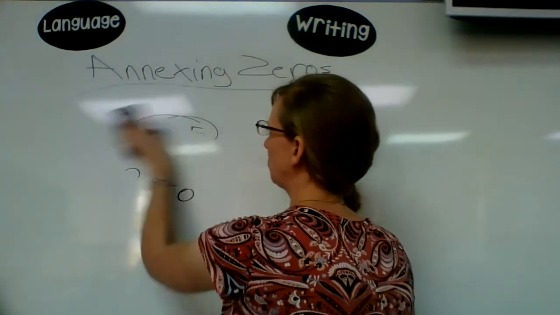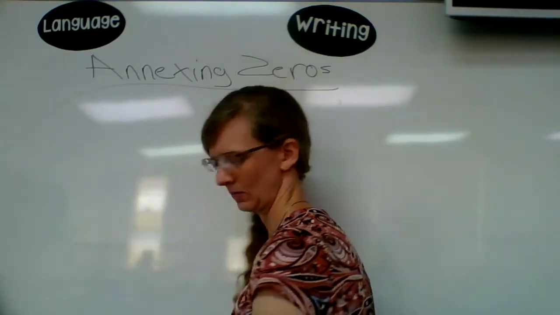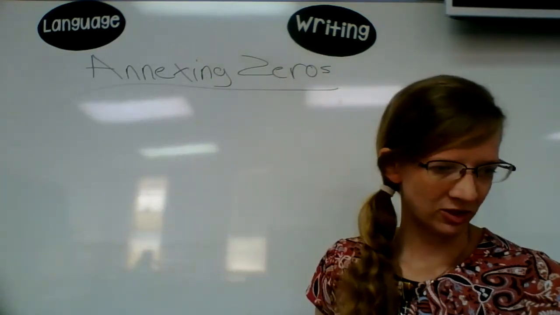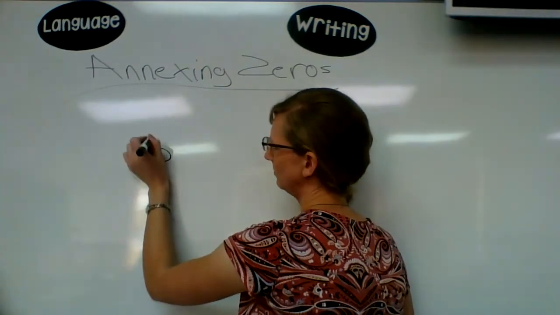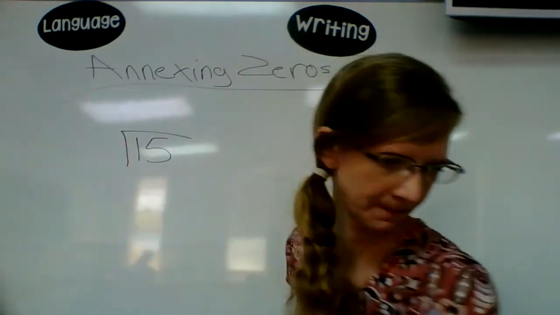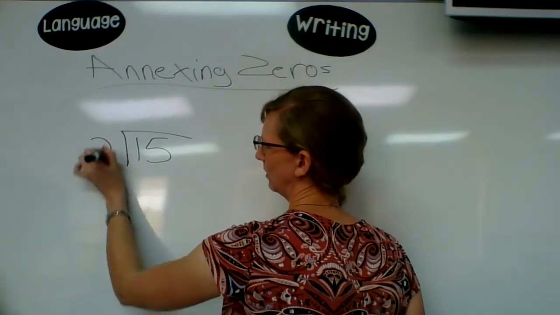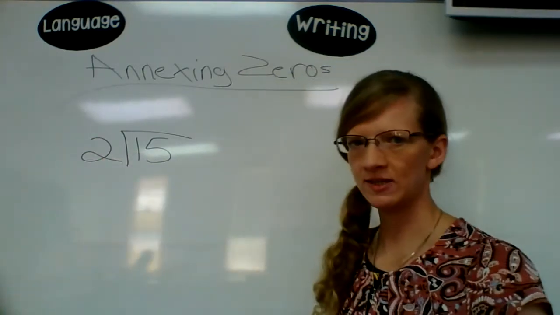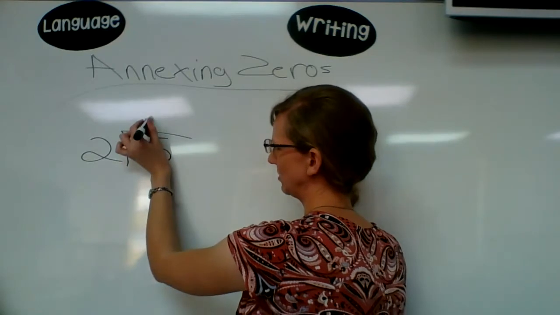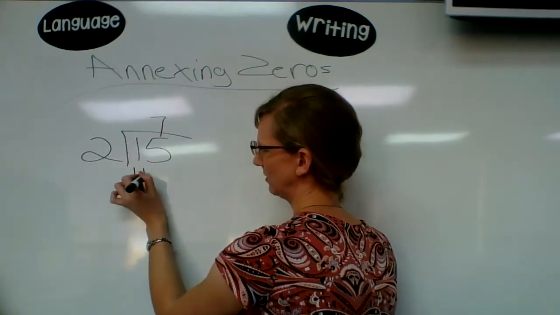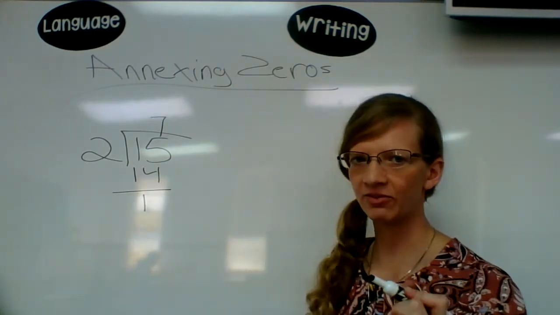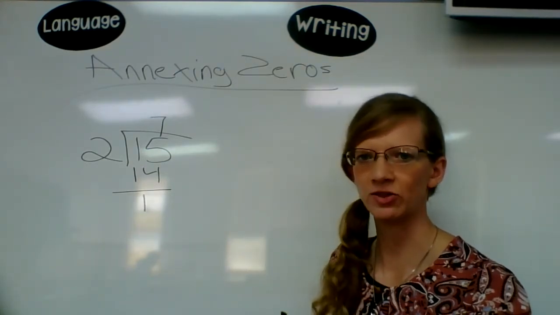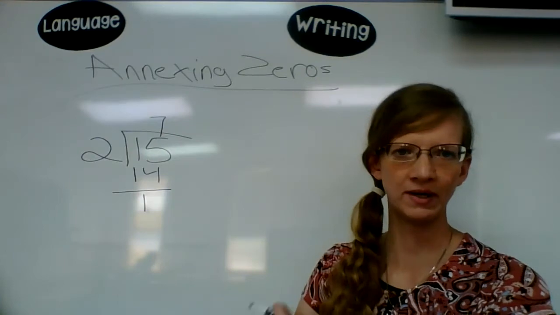So let's do a different problem. All right, let's do the first one there. 15 divided by 2. Okay? 2 goes into 15 7 times because 2 times 7 is 14. I have 1 left over. Instead of making a fraction of a remainder, I don't want to have a remainder at all. I just want to keep going until all my numbers are gone.